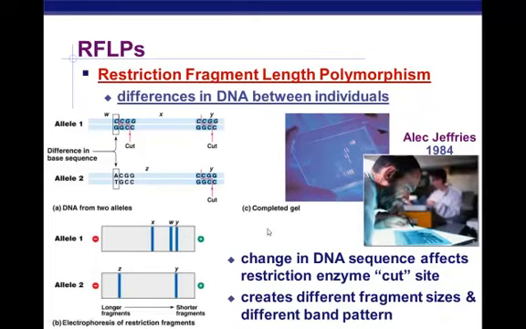This technique of DNA fingerprinting was invented by a guy named Alec Jeffreys in England back in 1984. And restriction fragment length polymorphism analysis, RFLP analysis, is the official name for what we call DNA fingerprinting. We're analyzing those differences between individuals.